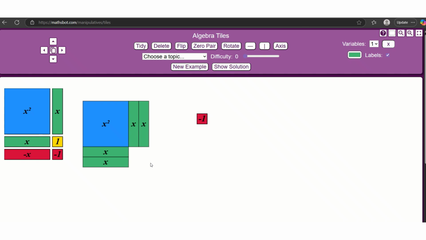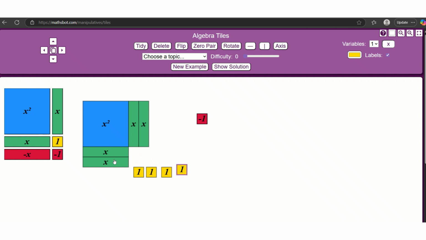Now, we do have this vacant spot here, and this is where we get to the idea of, well, we have to complete the square. So keep in mind what these numbers are. This is a positive 1 and a positive 1, positive 1, positive 1. So this is a 2 by 2 square. So what we're missing there is 4. I'm going to pull in 4 ones.